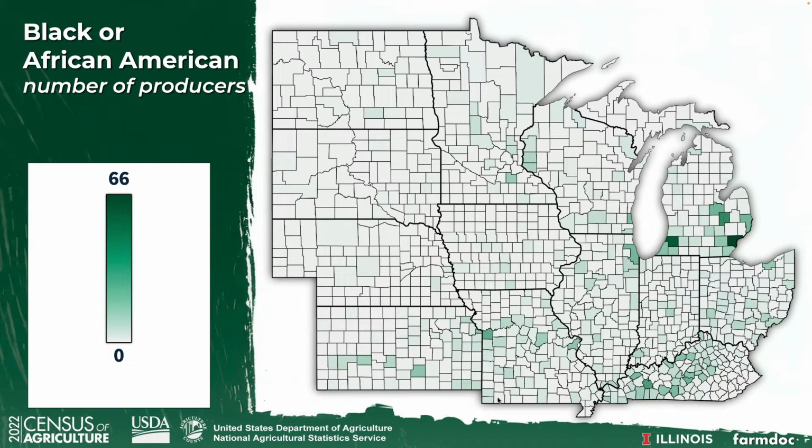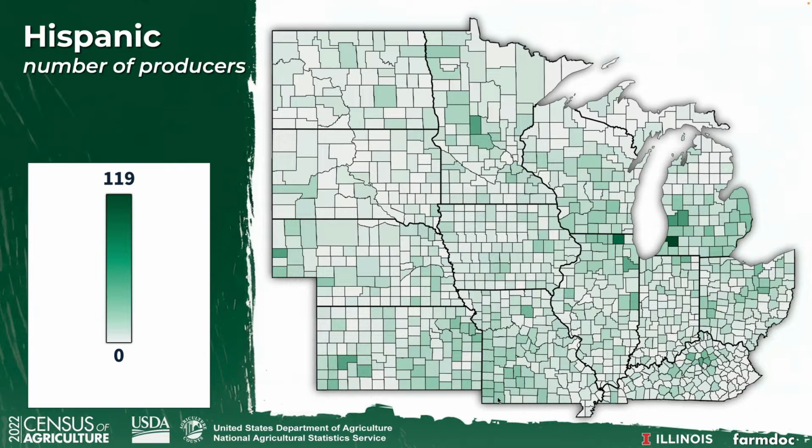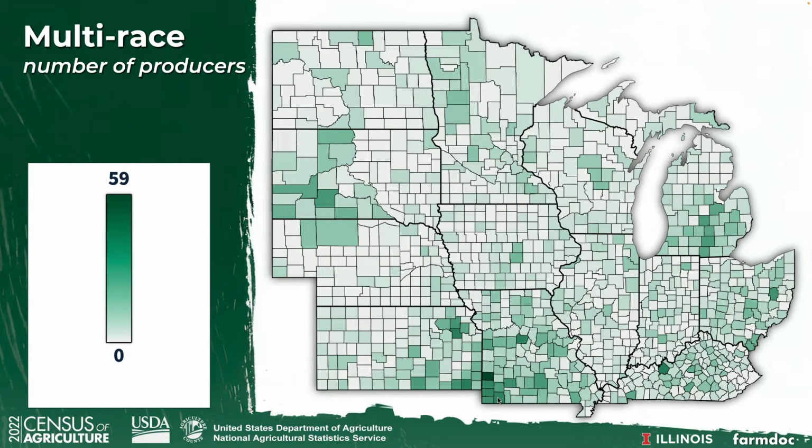And there are not a lot of Black or African American producers in the Midwest. That's mostly in the South. For Hispanic, that's also kind of in the Southwest, also Florida. Not a big number or percentage of Hispanic producers in the Midwest. Multi-race: remember, people can choose more than one box. If their great-grandfather is full-blood Cherokee, they may be very proud of that heritage. They may check Native American and then some other race category and be counted as a multi-race producer.